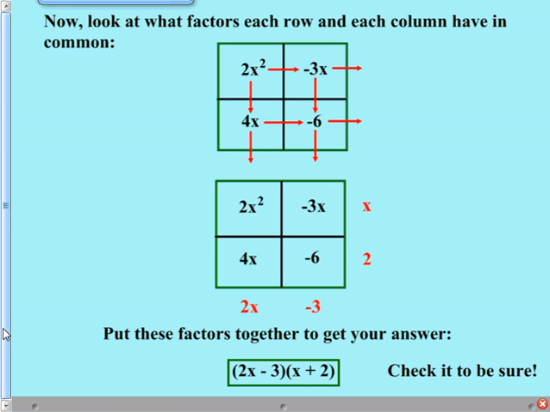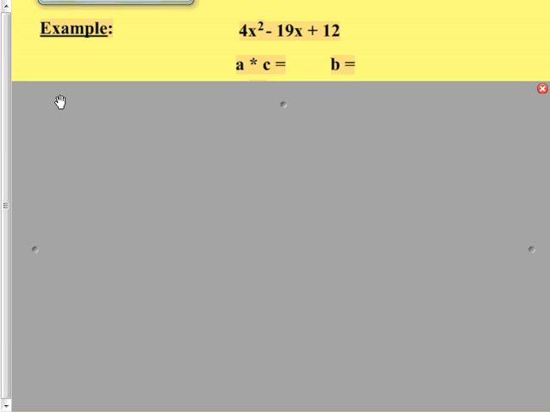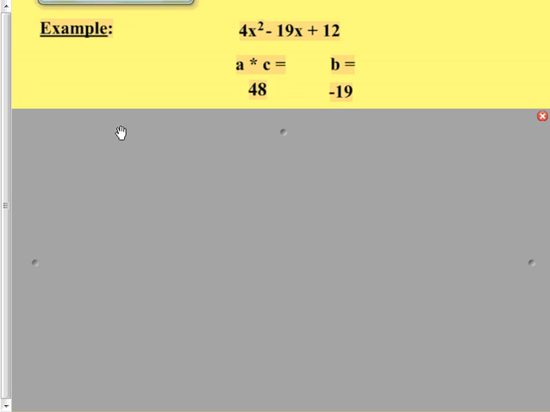Now, I'm quite certain that's a little bit more than just a little confusing, so we'll take a look at another one. Let's see it. Okay, 4x squared minus 19x plus 12. This problem begins the same as our problems from the other day began. We will try to identify what is our A times C product and what is our B term. Okay, well, A times C, that is the 4 times 12. That is 48. And of course, our B term is negative 19.